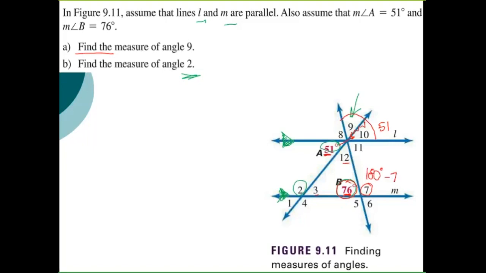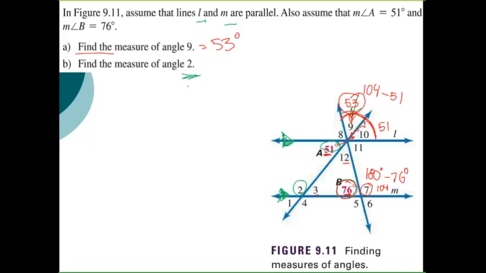180 degrees minus 76 is going to give me 104. So angle 7 is 104. That means this whole amount right here is 104. And if I subtract the 51 from it, so minus 51, the leftover portion is 53. That is angle 9. Excellent.